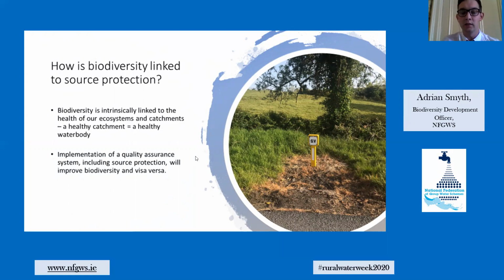The thing to remember is that everything has a knock-on effect. By spraying herbicide in your catchment, you will be indirectly affecting your watercourse, but you will be directly affecting biodiversity in that area. Implementation of a quality assurance system, including quality assurance checks on source protection, will improve biodiversity and your quality assurance implementation.